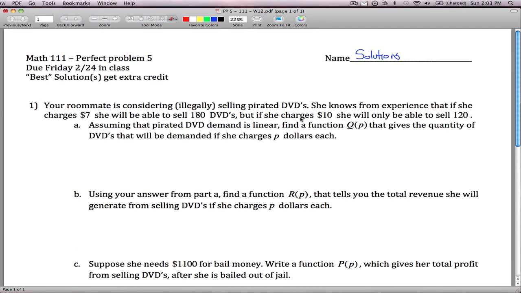Okay, here are solutions to perfect problem 5 for 111. Kind of a tough problem, so sorry.